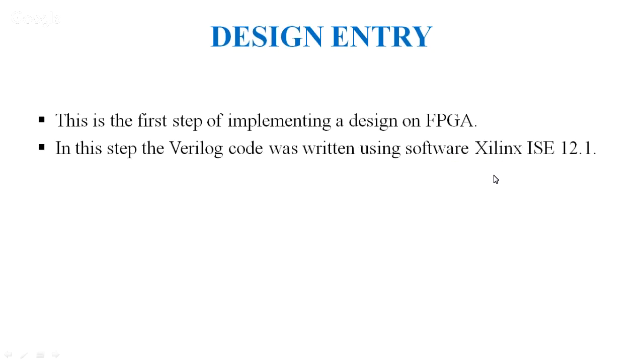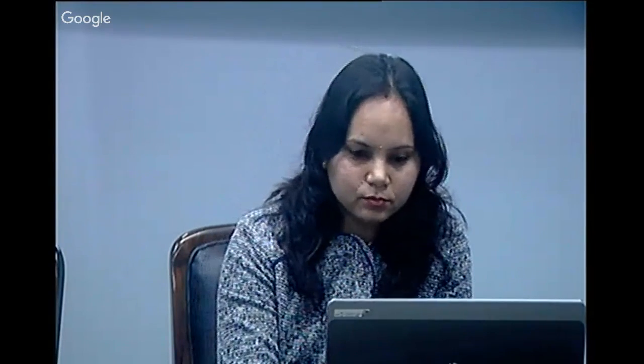What do we do in design entry? Design entry is basically the first step of implementing a design on FPGA. Here we write our code in a hardware description language. FPGA works on hardware description language. We can write our program in two types of hardware description language, Verilog and VHDL. In my case, I prefer Verilog because it is very easy to understand. For burning a program on FPGA, we need software, which is Xilinx ISE, and we write a program on Xilinx ISE either in Verilog or VHDL.